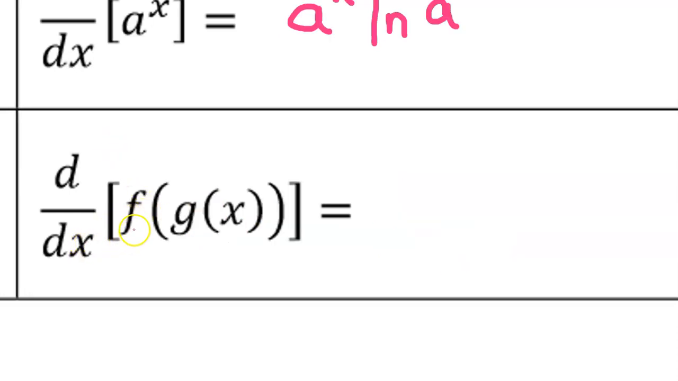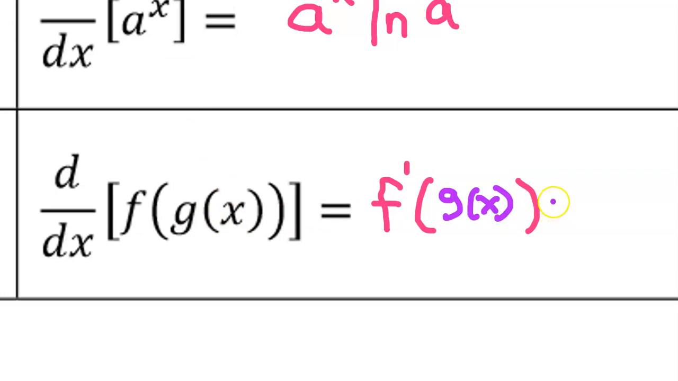When you take the derivative of a function inside of another function, you use the chain rule. And we've learned that you first take the derivative of the outer function, which would be f. So we will have f prime. And you leave the inner function alone.